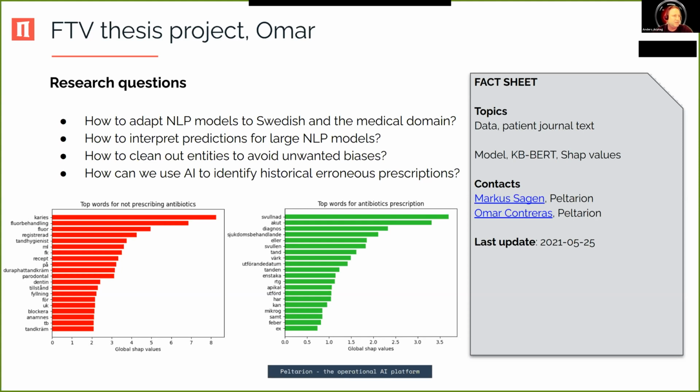So we got a question before in the chat about whether we can use named entity recognition to do anonymization in some way, and this is specifically what we did in this case. We train a model to identify named entities, like the name of the doctor, and then remove them. In that way, we can remove these unwanted biases from the data and have the model looking at the proper part of the journal text. And then hopefully we have a better way to make predictions that is of more use for Folktandvården.